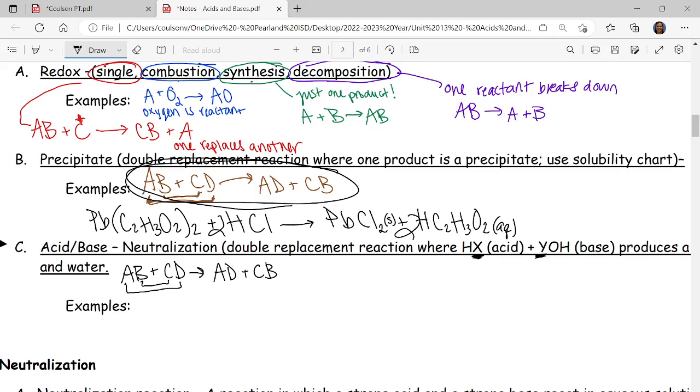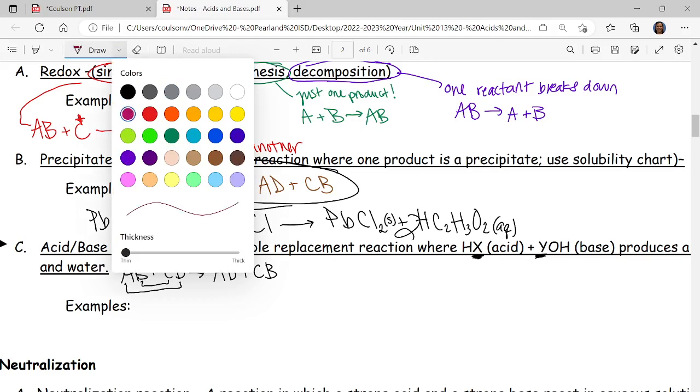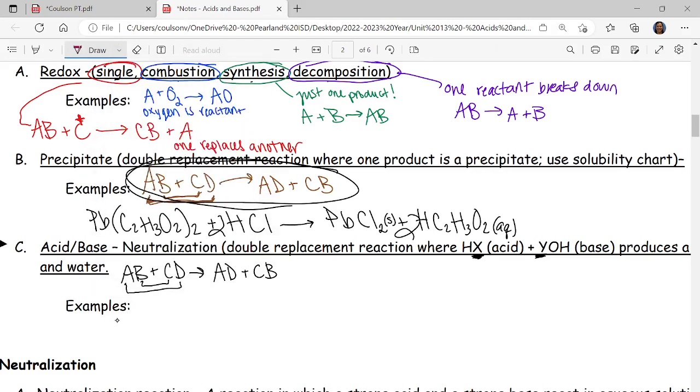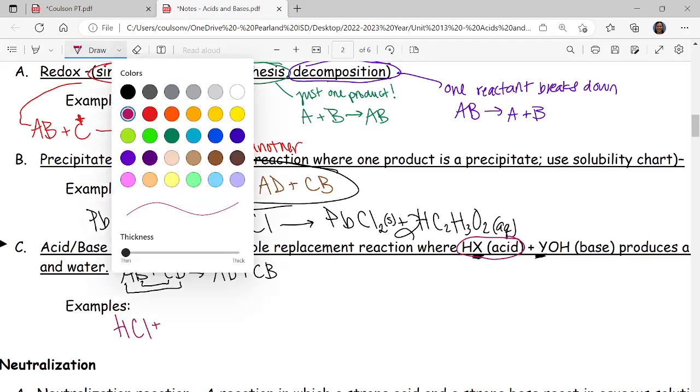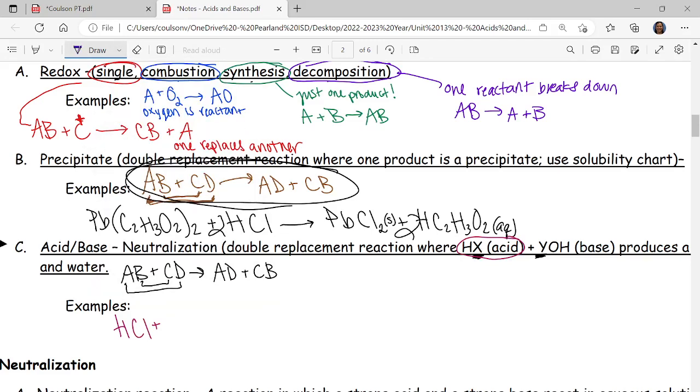So if I give you an example of this one, I'll do pinkish. I'm going to start with HCl. So this is my acid plus my base, which will be NaOH. Then what's going to happen is my outside things will go together. So my hydrogen will go with my hydroxide, and then my inside things will go together. My sodium will go with my chlorine.